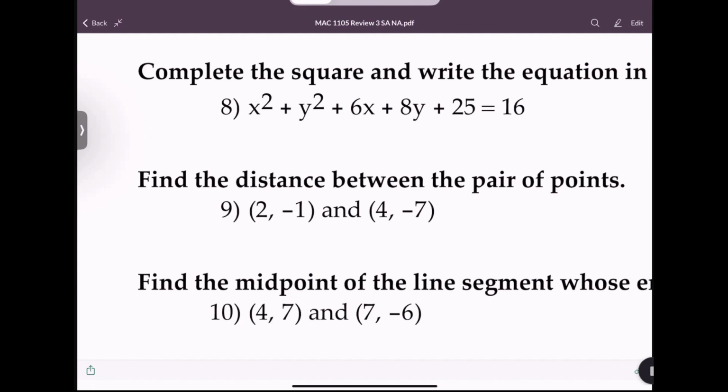So we should have got a center of, what do you got? -3, -4, you said? Yep, and a radius of 4. Any questions?